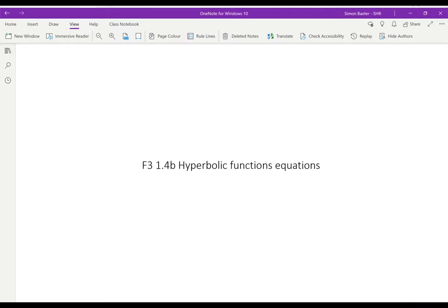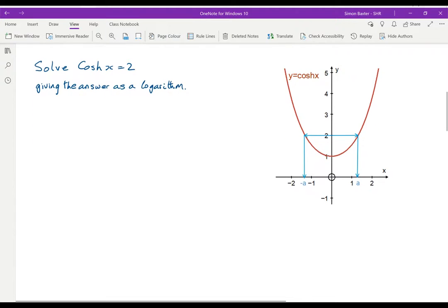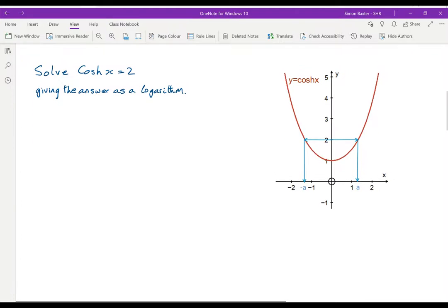Here we're going to look at equations involving hyperbolic functions. We'll take a very simple one to start with. Solve cosh x equals 2, giving the answer as a logarithm. Well, it looks as though this is very simple.